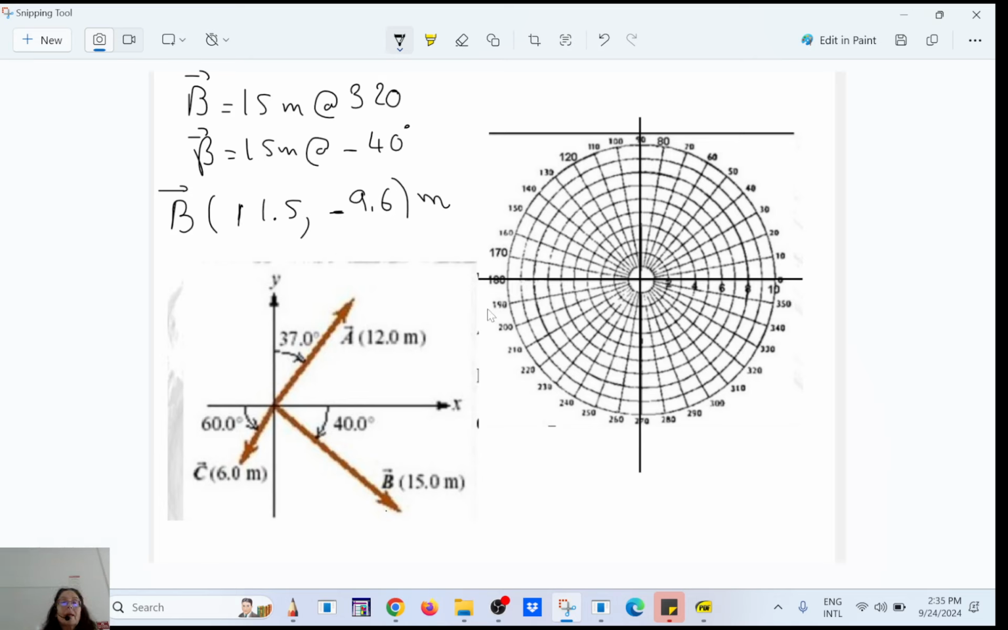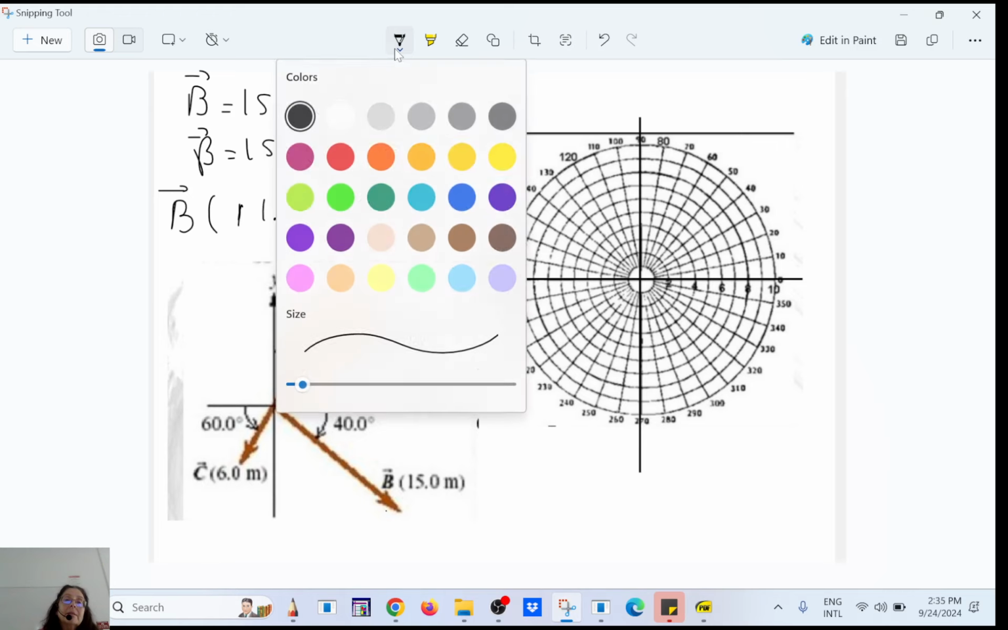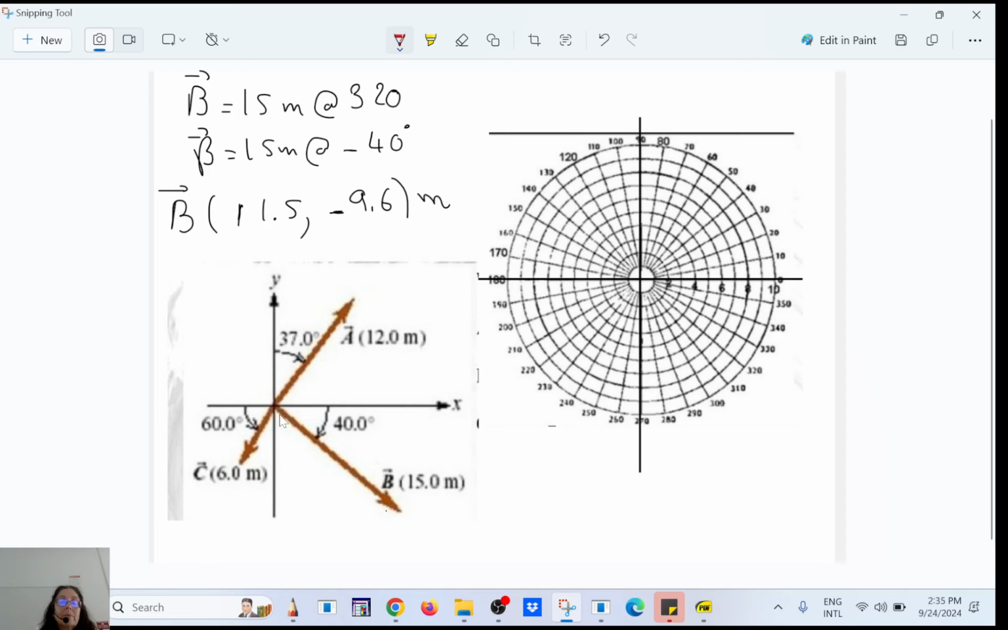How to show the components? You start from the tail, you go to the head. So first you run, so that will be 11.5. And then you fall, which is 9.6. Or you do the opposite: you fall 9.6 and you run 11.5. So this is a rectangle and that will be the diagonal. Is that clear?